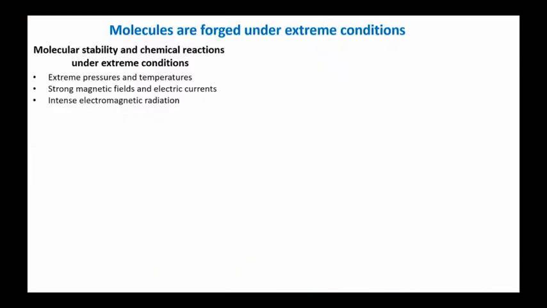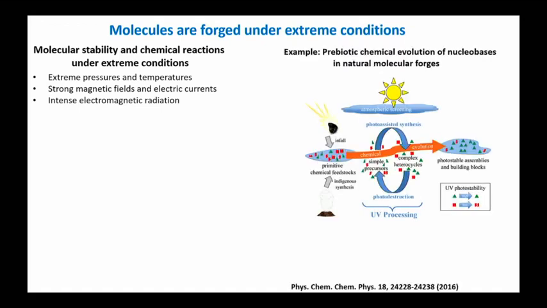Let me give you an example of how extreme chemistry could look like, an example that everybody will be able to relate to. So if we talk about exposing molecules to extreme conditions, we talk about strong magnetic field, intense radiation, extreme pressures and temperatures. And the best example for this is the example of prebiotic chemical evolution of nuclear bases in what I call natural molecular forges. So you have to imagine billions of years ago on Earth, right?